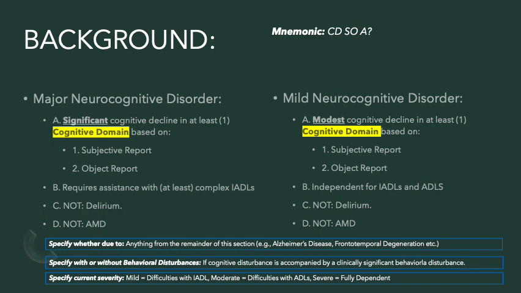Mnemonic to remember criteria is cognitive domain, so Alzheimer's, so CDSOA. There's a change in the cognitive domain, both subjectively and objectively, and there may be issues with IADLs or ADLs.